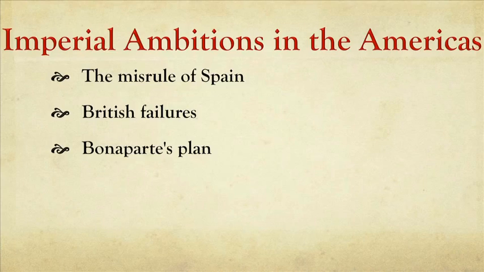Now I go into these British failures a little bit because that's going to be really important, in that the British, frustrated by their failures in the Western Hemisphere, are going to shift their gaze more east to India. That's going to become a very important decision. But what I want to focus on right now is the way the French start thinking about this part of the world. All right, let's start with Bonaparte's plan in the late 1790s and the turn of the new century.